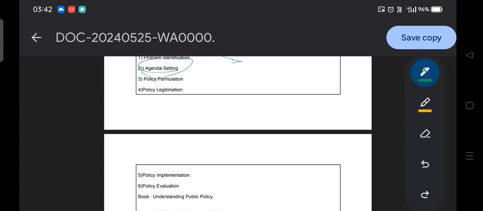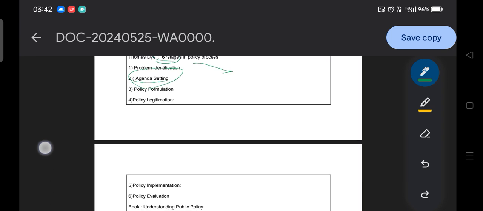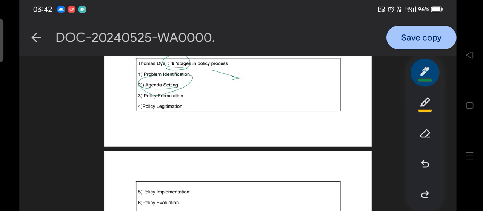In between we should also evaluate our class, whether we are continuing with our own schedule or with our own dedication or not. That is policy evaluation. So with this example, I think it is enough to remember these 6 stages of the policy process, because these are the questions which always come in our examination.